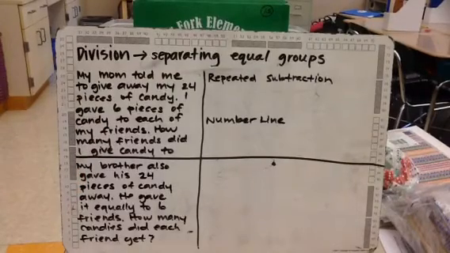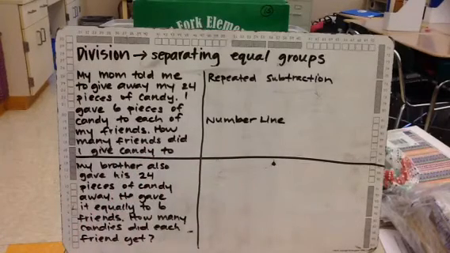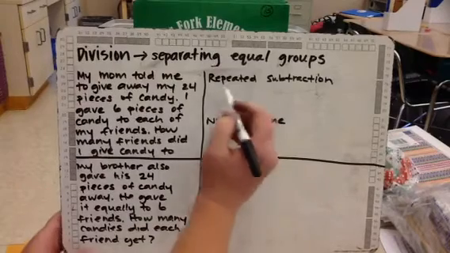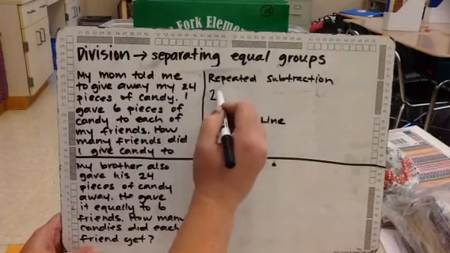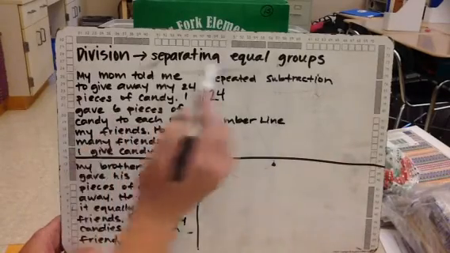My mom told me to give away my 24 pieces of candy. I gave 6 pieces of candy to each of my friends. How many friends did I give candy to? So I'm going to start with repeated subtraction. That means I'm going to be writing a subtraction equation. So I'm going to start with my 24 pieces of candy, and I'm going to be subtracting 6 pieces.